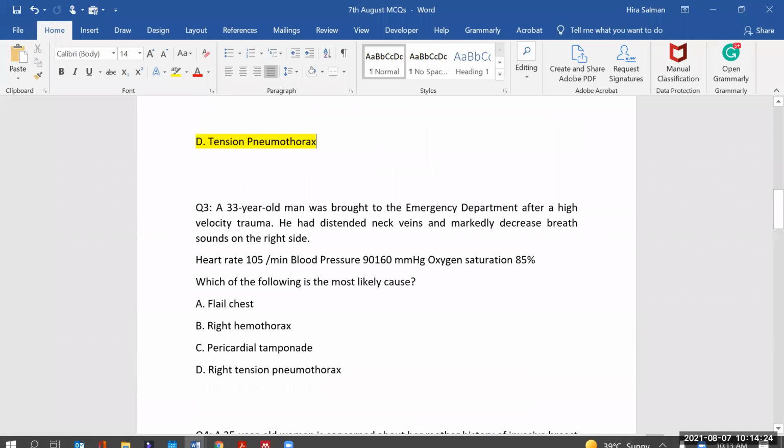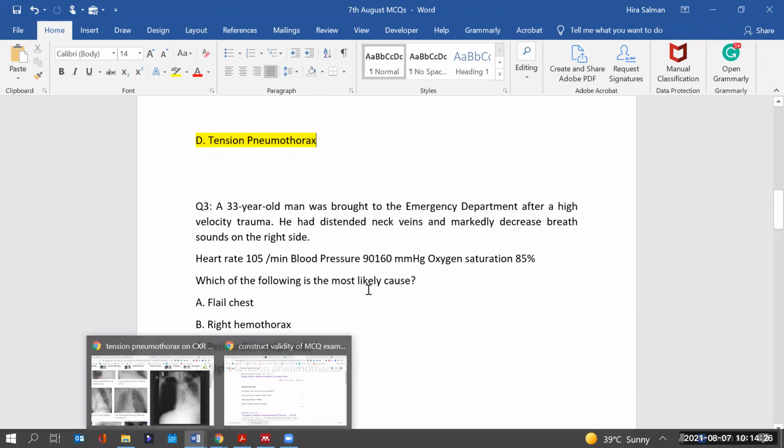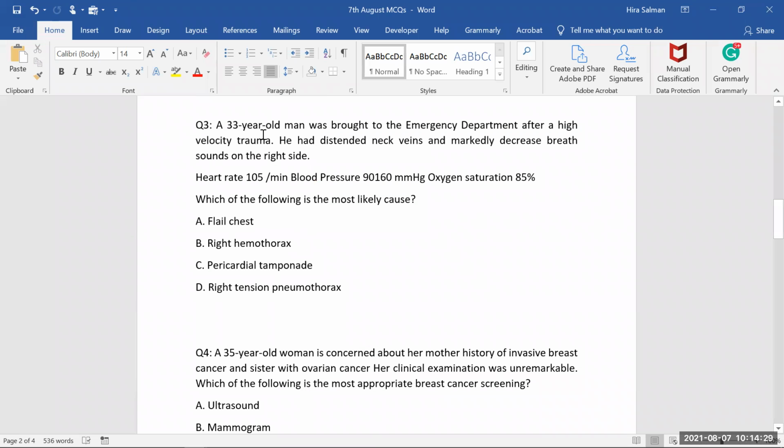For the next one, here also we can solve this question. A 33-year-old man was brought to the emergency department after a high velocity trauma. Again, there's a traumatic history. He had distended neck veins and markedly decreased breath sounds on the right side. So it's clearly mentioned that this patient was having a history of trauma, and now he's having decreased breath sounds. Of course, heart rate is high, blood pressure is low, oxygen saturation is low, again 85%. Which of the following is the most likely cause?